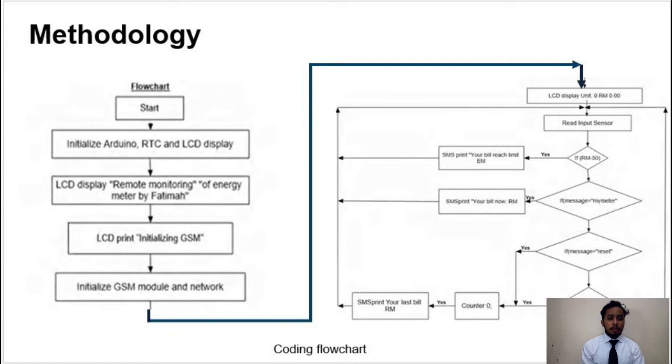Here is the diagram of the methodology flowchart coding. Start, and the Arduino will start to analyze, and the LCD will display the reading of the energy meter. It will analyze the GSM module and network, and continue to display on the LCD the units of the current bill, and read the input sensor. Next, if the value is equal to the limit, we send a message to the customer.